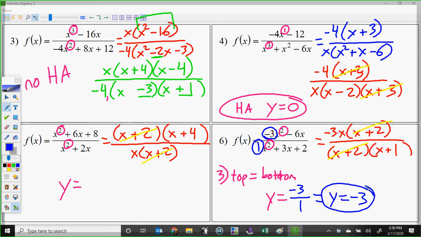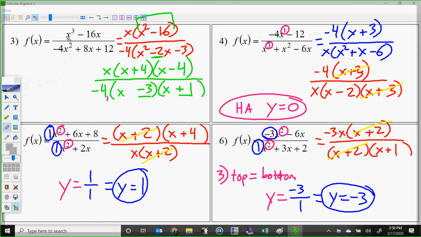If I come over here, well, the leading coefficient of the top is just 1. The leading coefficient of the bottom is just 1. So it's 1 over 1. So it's y equals 1. And those are my horizontal asymptotes. All right. So we're almost done. The only thing left to talk about is domain. And we actually did all the work for this one already. So let's get rid of my horizontal asymptote stuff and talk about domain.